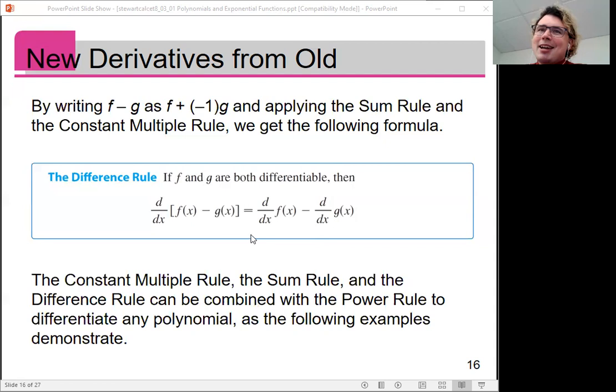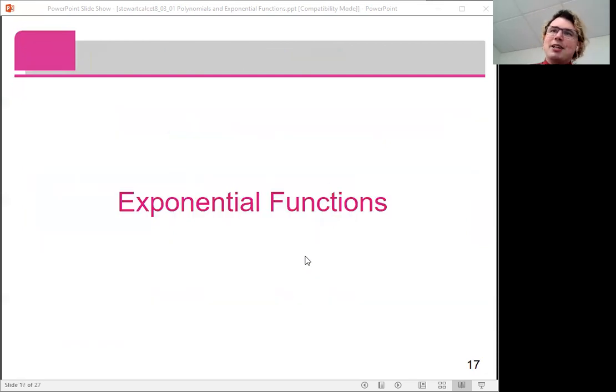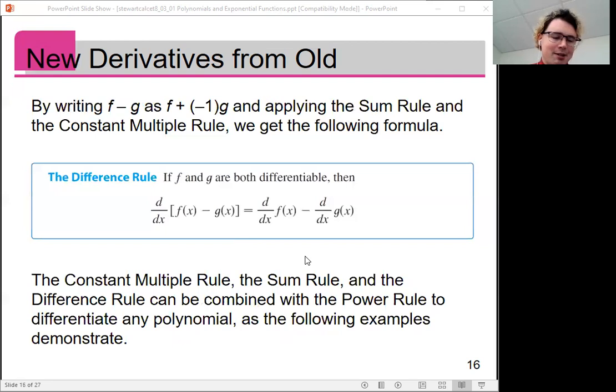So, just like derivatives can break up over plus signs, they can also break up over minus signs. How lovely. Let's actually calculate some of these in just a moment.